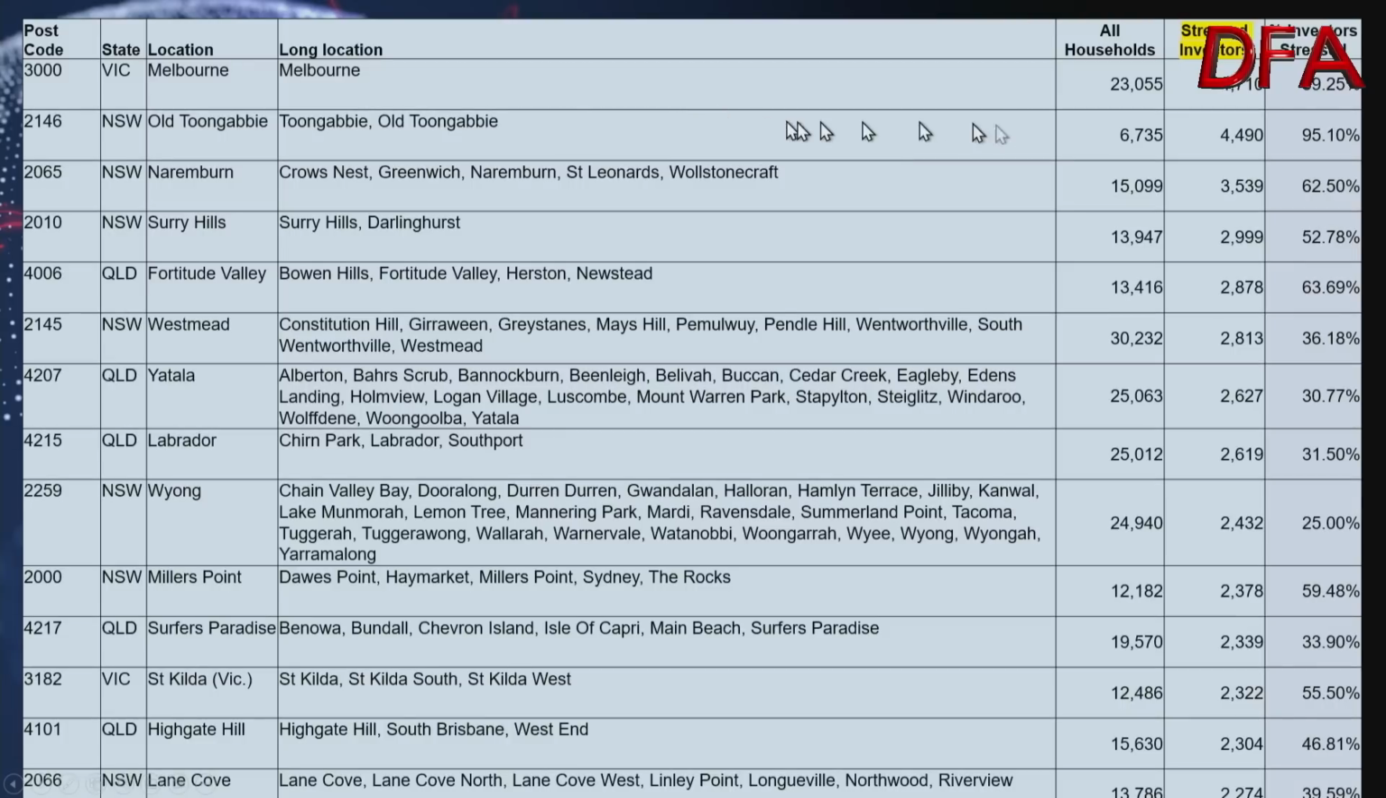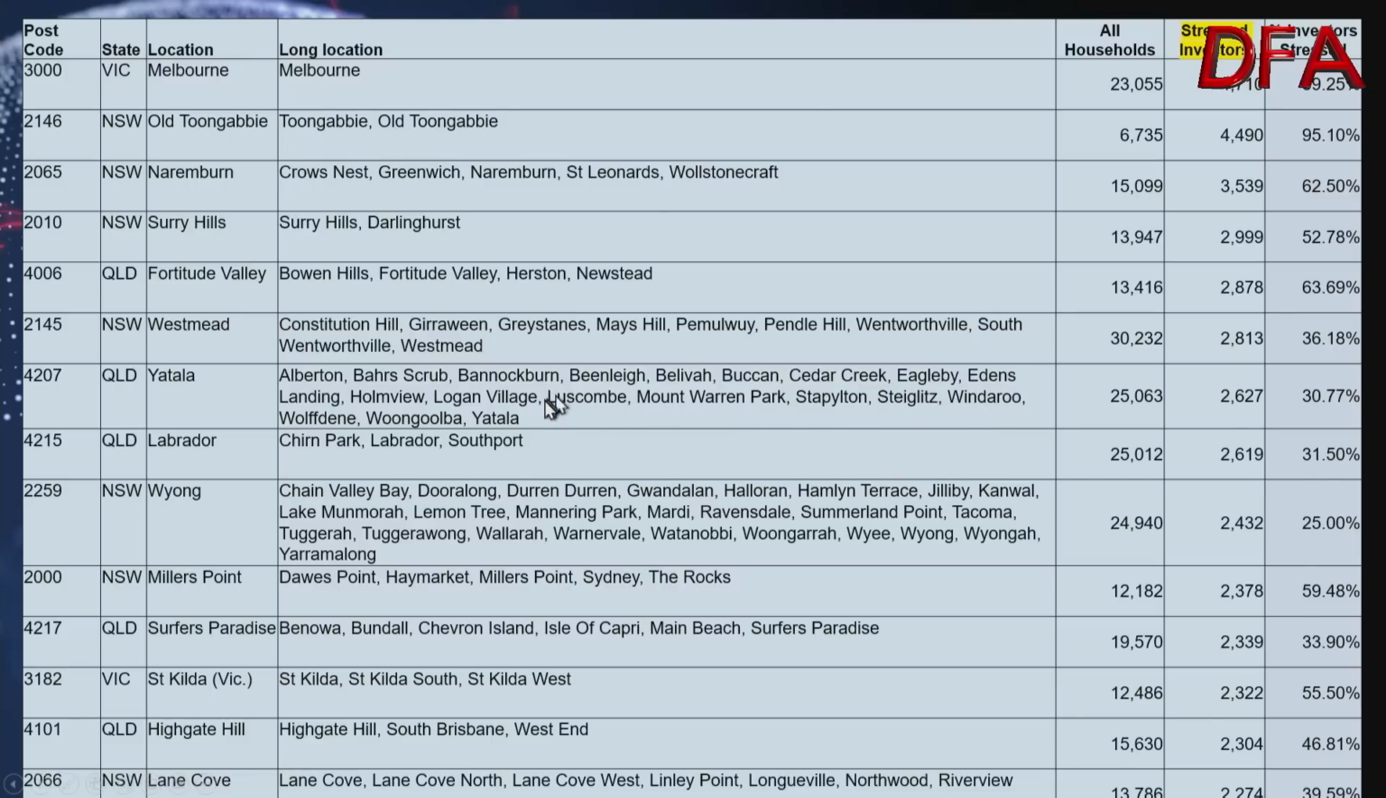If I then do the stressed investors, so these are the people with investment properties in these particular areas, you can see that the investment properties in the centre of Melbourne are not doing well at all. They actually have some of the biggest counts. Then we go to Toongabbie, Crows Nest, Surry Hills and Darlinghurst in New South Wales, Newstead and Fortitude Valley in Queensland, Westmead and places like that in New South Wales.